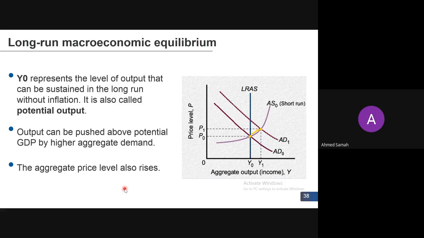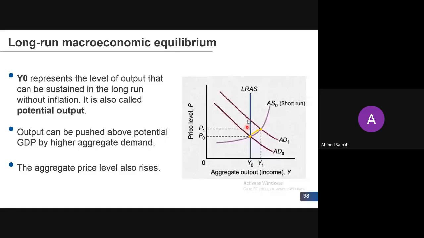So here, the Y0 represents the level of output that can be sustained in the long run without inflation. So that is the long run aggregate supply curve. Another name for the potential output level is the full employment level, or the natural rate of unemployment. At the natural rate of unemployment, if you guys remember, it is the non-accelerating inflation rate at that level. So Y0 we represent for the potential output.